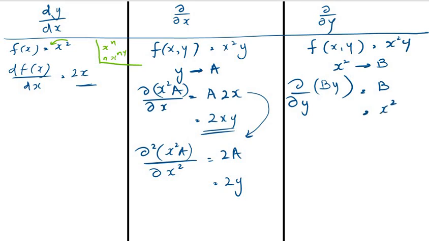So we'll do the second derivative now. Partial derivative squared with respect to y squared of b y. So what we really do is take b and differentiate it with respect to y. So since b is a constant, when you differentiate it with respect to y, you get 0. So we have 0 here.